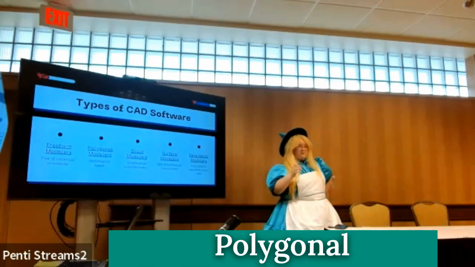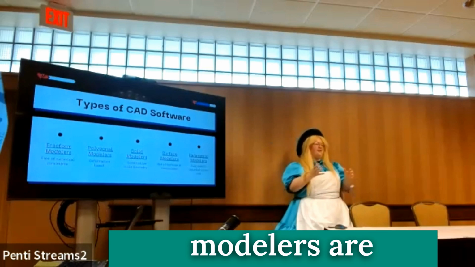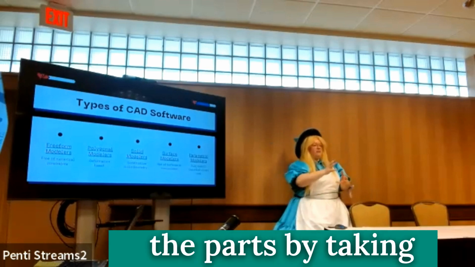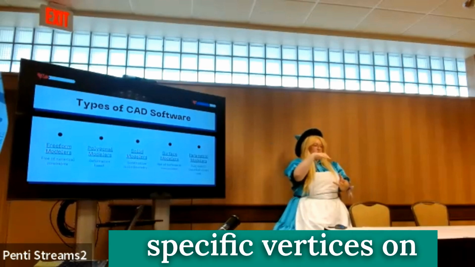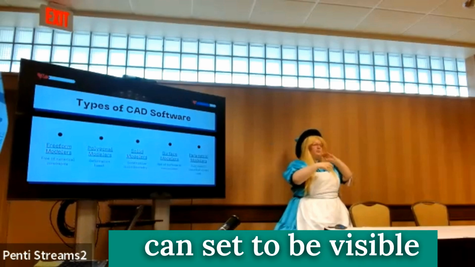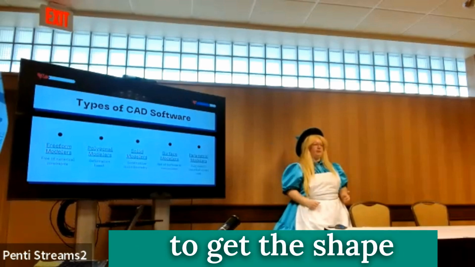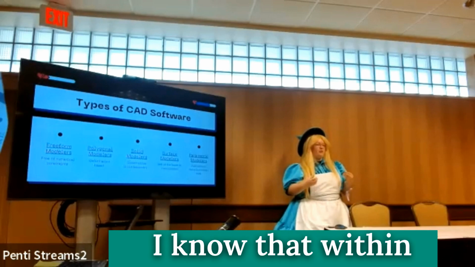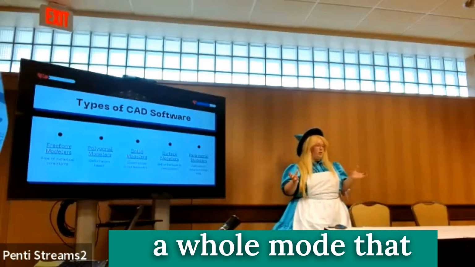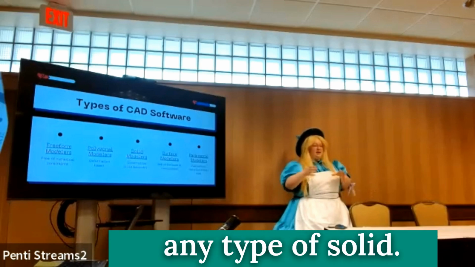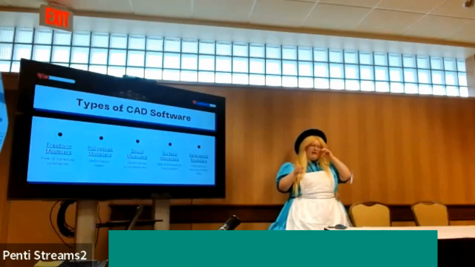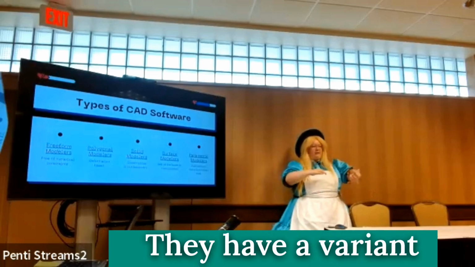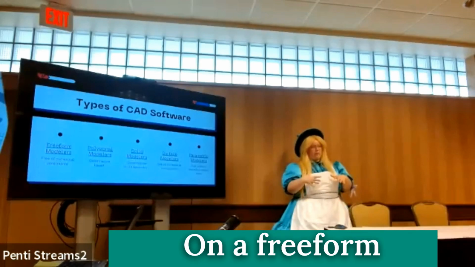Next, we've got polygonal modelers. Polygonal modelers are that lump of clay. You're going to be doing a lot of manipulation of the parts by taking specific vertices on the object that you can set to be visible and stretching them to get the shape that you want. This has, depending on the program that you're using, different capabilities. I know that within Fusion 360, there's a whole mode that you can do for any type of solid modeling that you want to do in Fusion 360. They have a variant where it works on a freeform modeler.